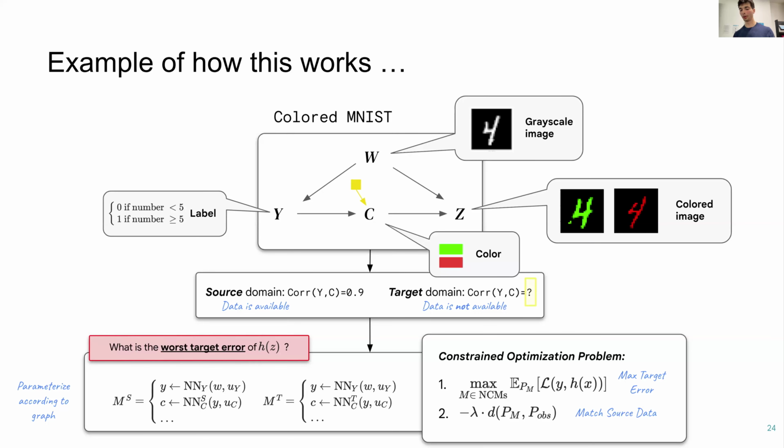And so there's a typo here. h of x should be h of z, sorry, which is the function we're evaluating. Are there any questions at this point? Cool.